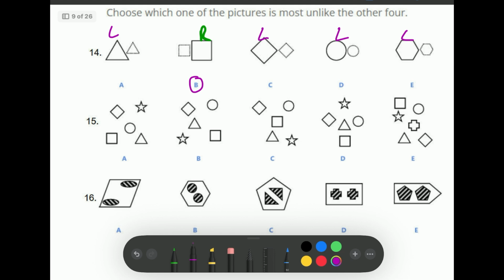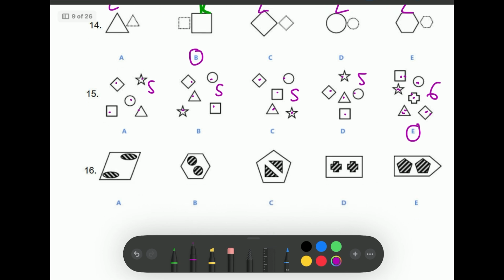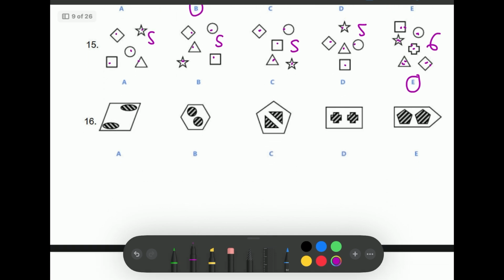Here, just going to count them, see if it's true that. So we've got 1, 2, 3, 4, 5. 1, 2, 3, 4, 5. 1, 2, 3, 4, 5, 6. So E is the odd one out because there's 6 shapes instead of 5. Next question.